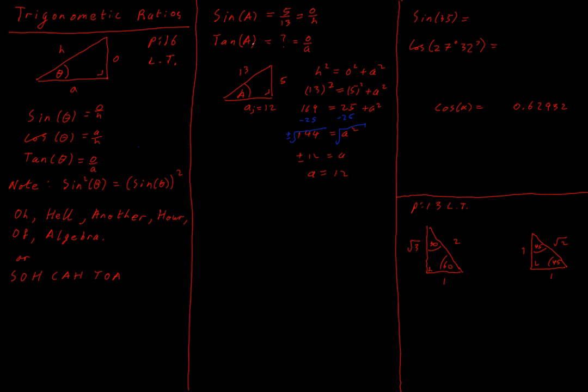So now, what do I need? I have tan of A is what I'm looking for, and I need the opposite over the adjacent. And I now have that. Tan of A is going to be the opposite over the adjacent, which is 5 all over 12. And that is how I find my tan of my angle.